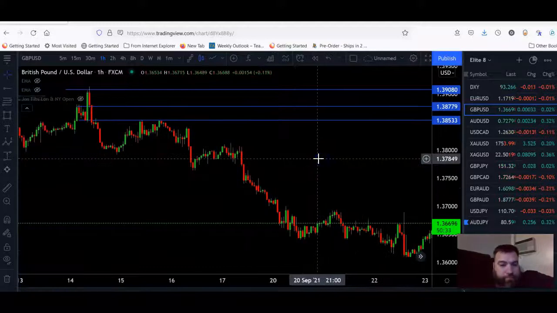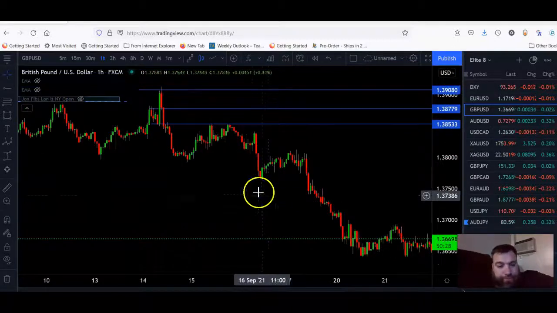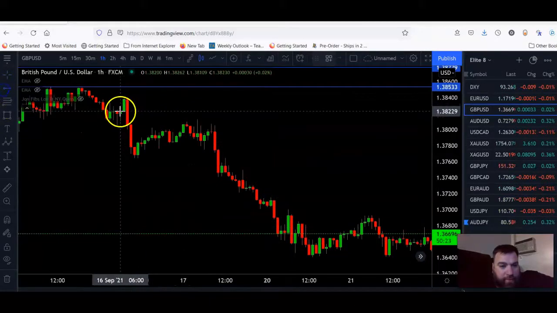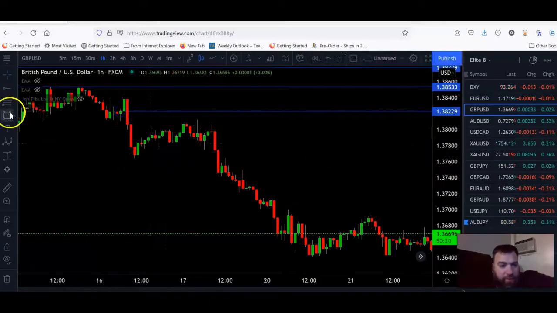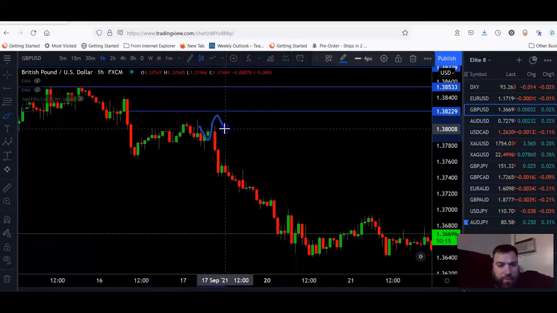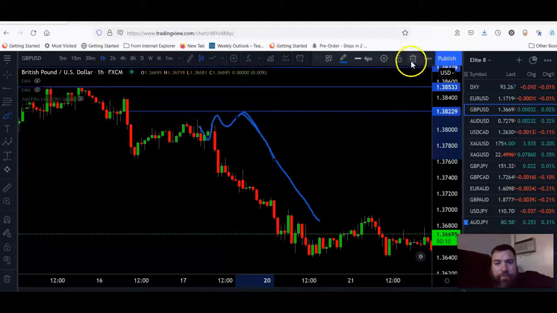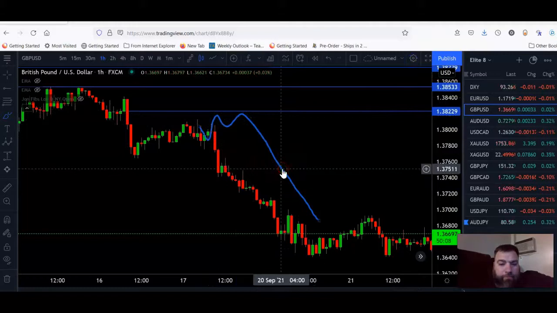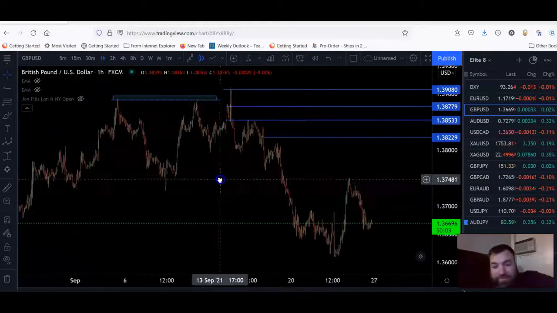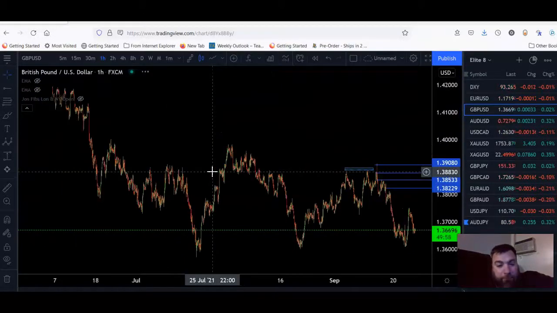But it didn't do that. So then last week, when price went down here and broke these lows, I wanted price to come back up to here. I wanted price to continue up to here, then go down. Touch this, then go down. But the market doesn't always do what you want it to do.